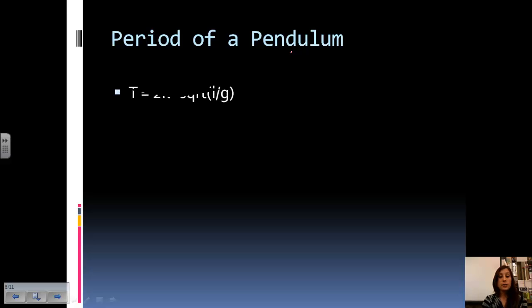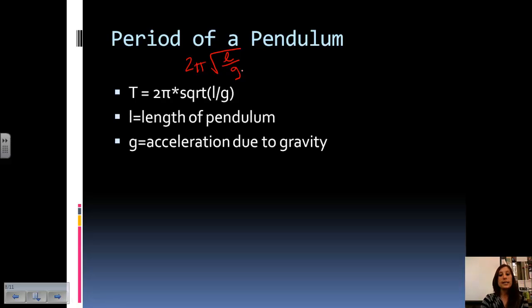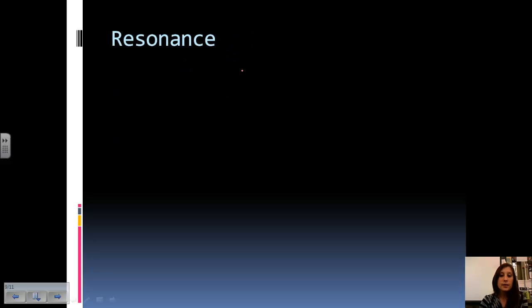We can also look at the period of a pendulum, or the time it takes to do one full rotation, depending on where you start it from to go and come back. The period is equal to 2 pi times the square root of L over g. L represents the length of the pendulum and g represents the acceleration due to gravity.